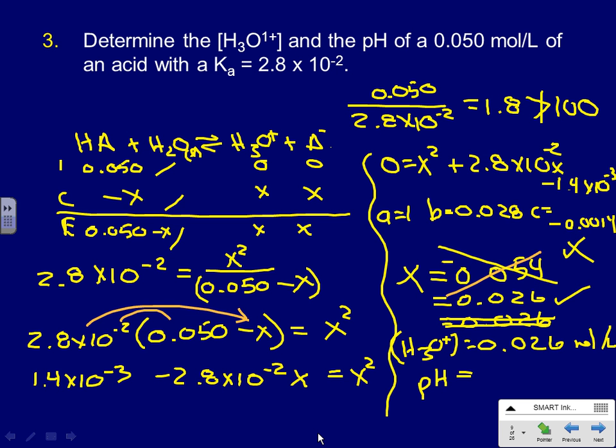Nobody wants to share the pH with me? Or are we still trying to solve that root? We're still solving the root. All right. John, what's the pH? 1.59. 1.59. Okay?